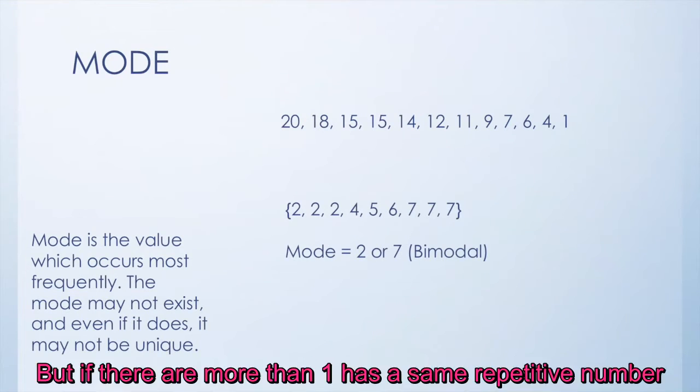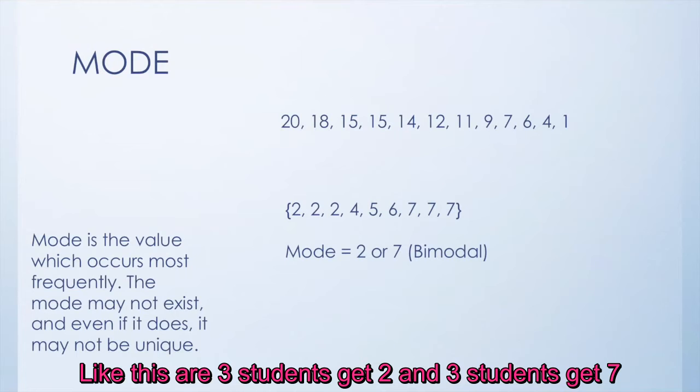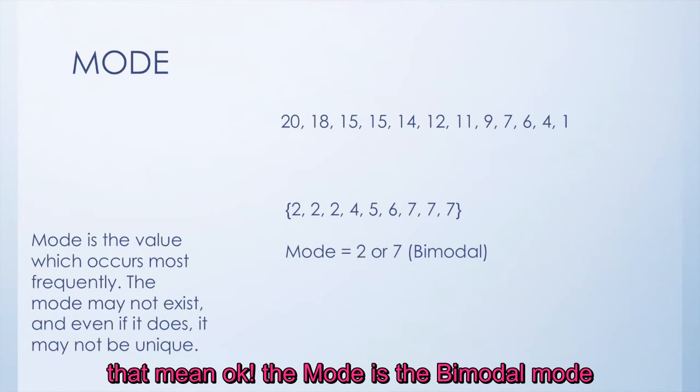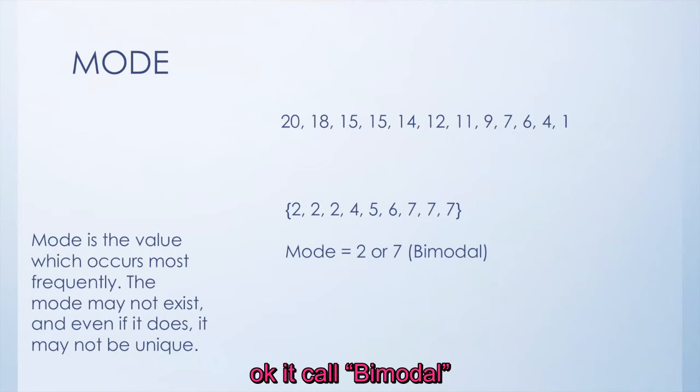But if more than one value has the same repetition, like this, 3 students get 2 and 3 students get 7. That means, okay, it is bimodal. It's called bimodal. 2 and 7 are the modes.